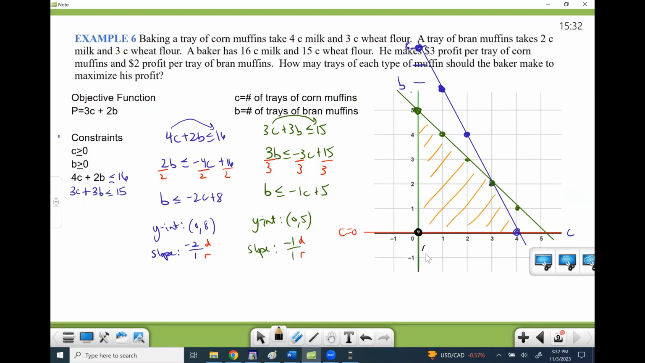We got 0, 0. We've got 0, 5. We've got 4, 0. And we've got 3, 2. So those are all the vertices that we want to substitute into our objective function up here. P equals 3C plus 2B.